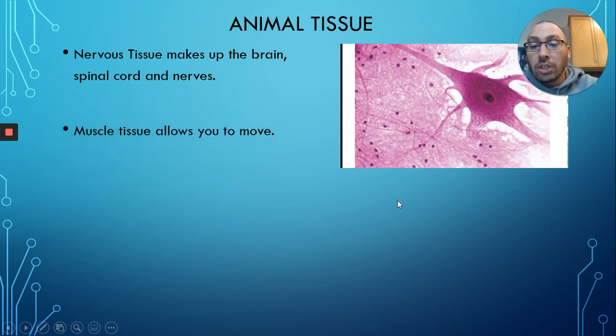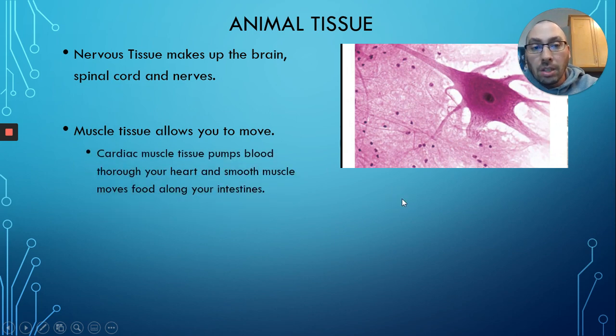Finally, we have our muscle tissue. This is tissue that allows us to move. Okay? Cardiac muscle tissue helps the heart pump blood throughout our body. Smooth muscle tissue helps move food along the intestines.